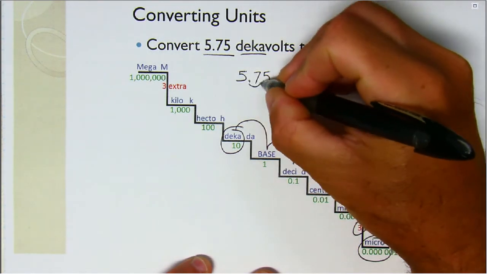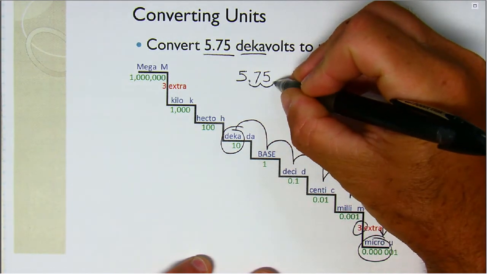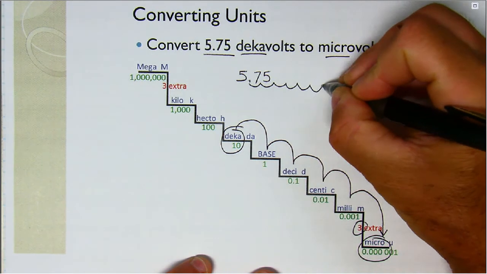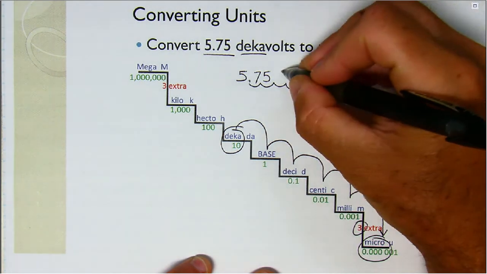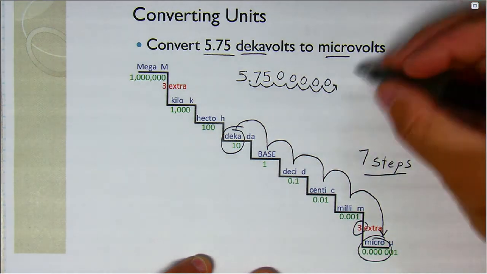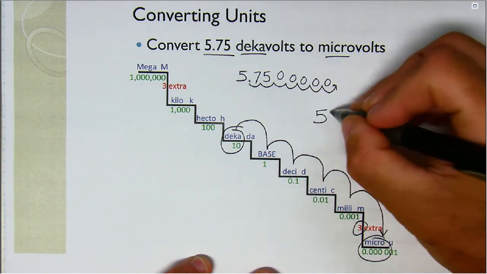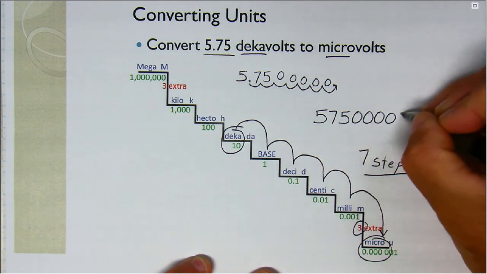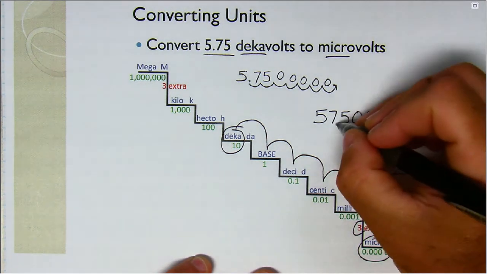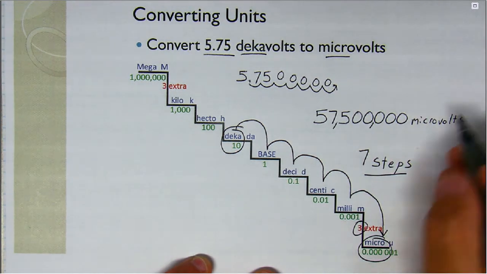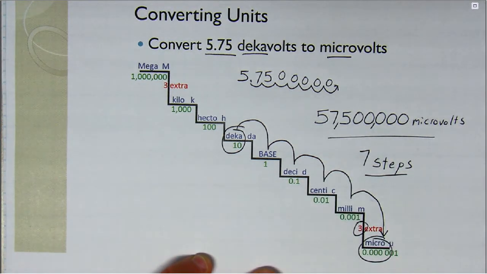5.75 becomes 1, 2. Now we're going to have to tack some zeros on. 3, 4, 5, 6, and 7. Zeros will occupy the rest of that space. And so that means our measurement is 5, 7, 5, 0, 0, 0, 0, 0, with commas every third place from the right. And apparently it's 57,500,000 microvolts, and we're done.